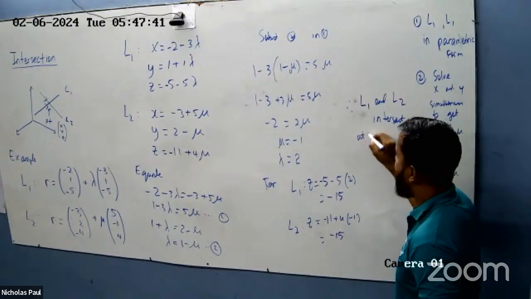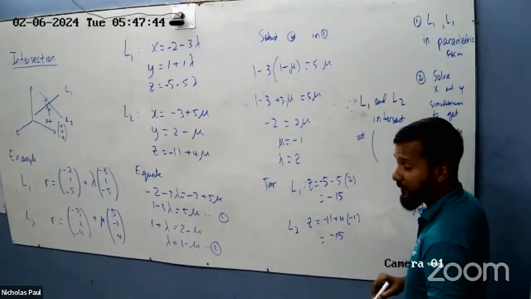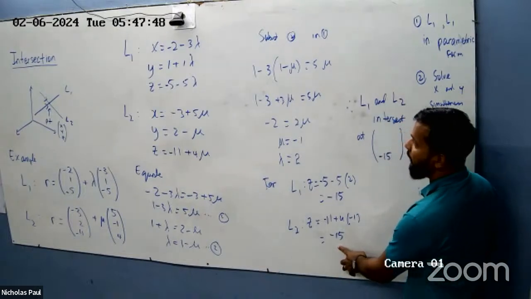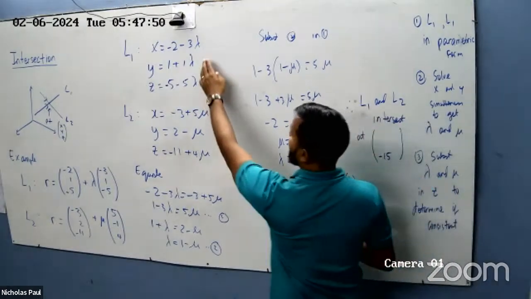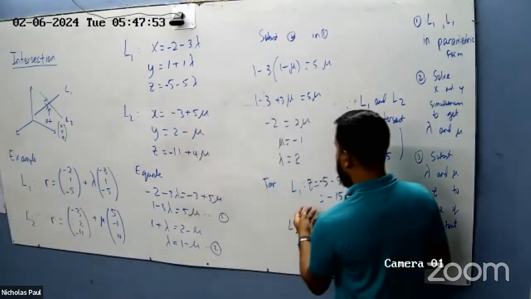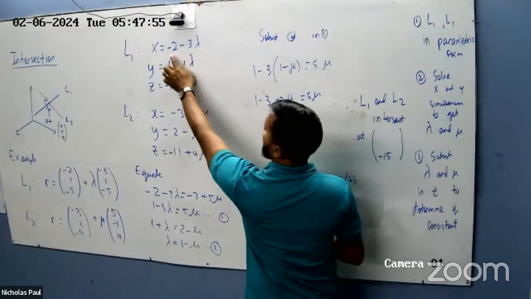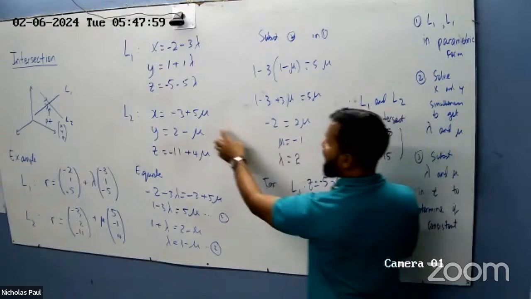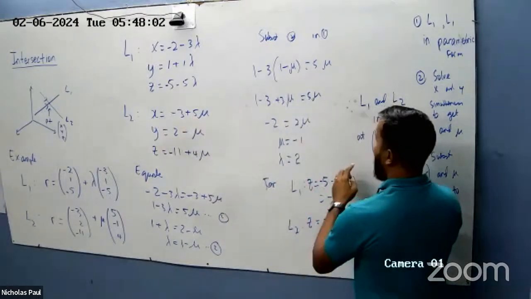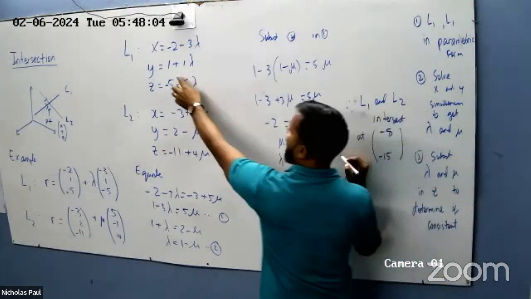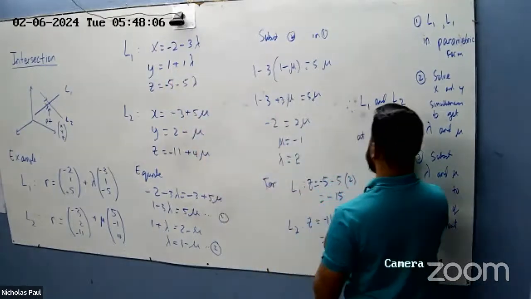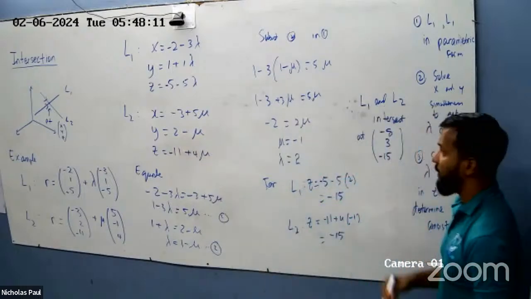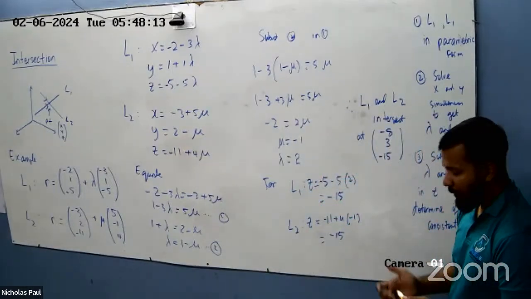Right? And we can be more specific and tell them where it intersects. The Z value is -15. The X value is what? We could put lambda in here or put mu in here. Put lambda here now. You'll get -2 minus 6 is -8. If you put mu in here, you'll get -8. And then put it in here. 1 plus 2 is 3. Check it here again. 2 minus -1 is 3. So that's the point. All right?